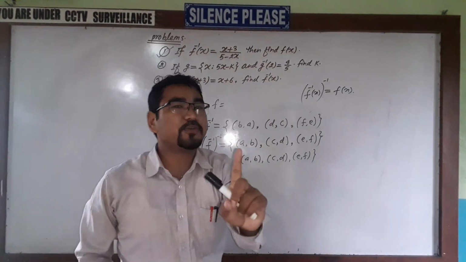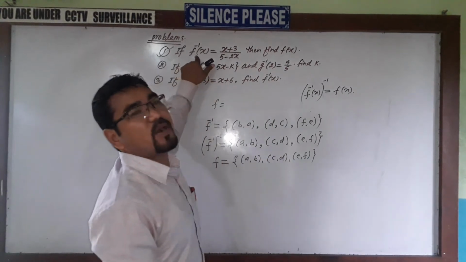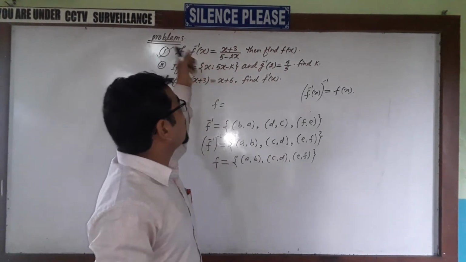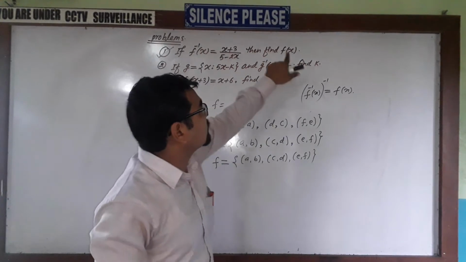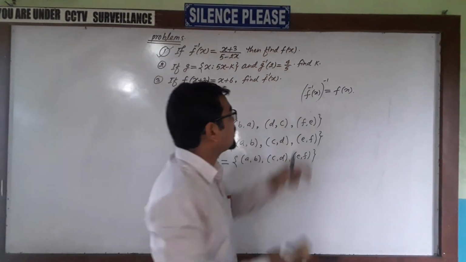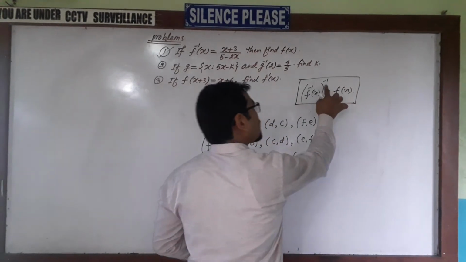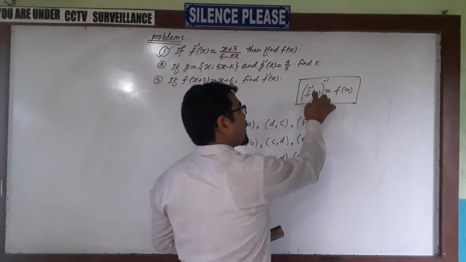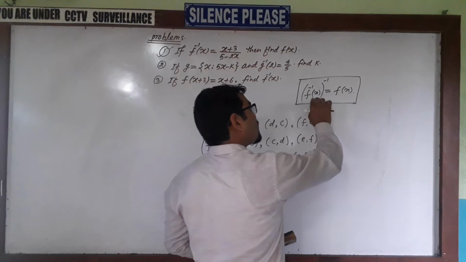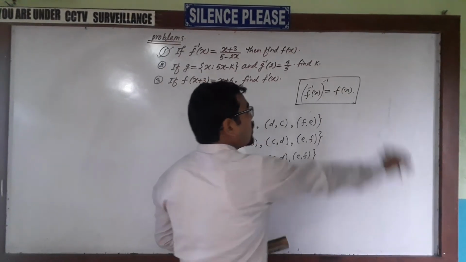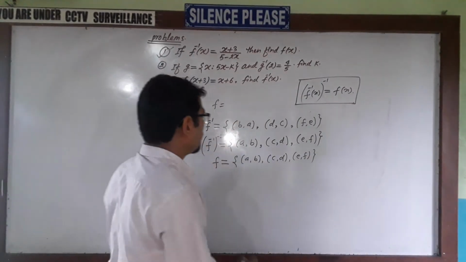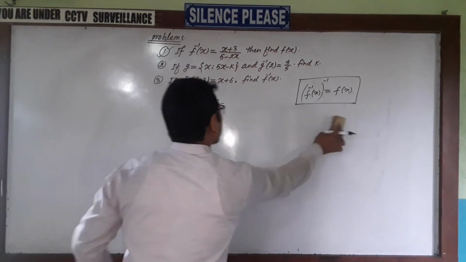Then nothing else you have to do, just find the inverse of this function, the inverse of this inverse function. If you find that, then it becomes equal to f of x. So you understand: f inverse x is already given. If you find the inverse of this again, then this becomes equal to the function f of x. So I think you understand. Now look here.